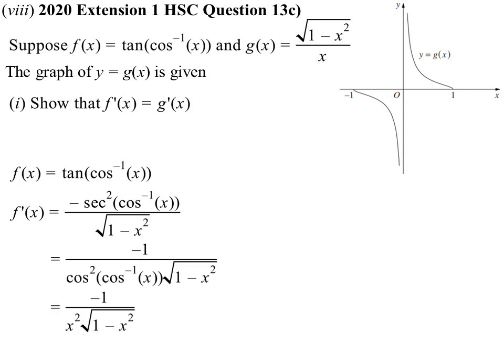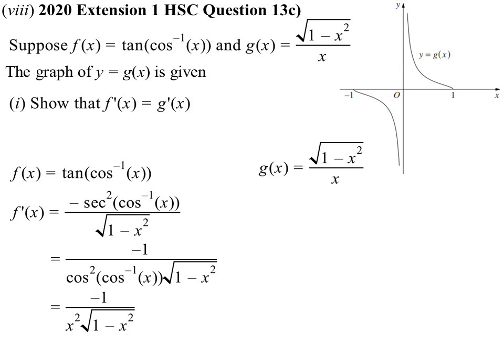Sec squared, well, sec is the reciprocal of cos. So on the bottom now I have the cos of the inverse cos, squared. Well, cos and inverse cos are inverses, so they cancel each other out. That becomes x squared. So I have minus 1 on x squared root 1 minus x squared.